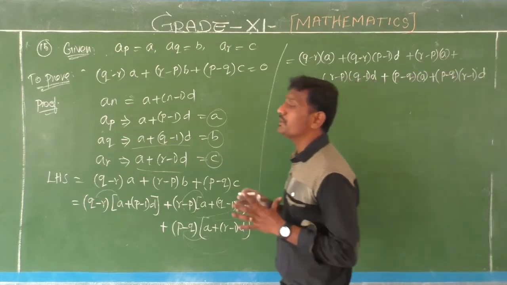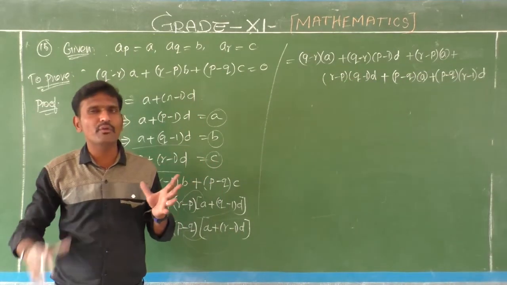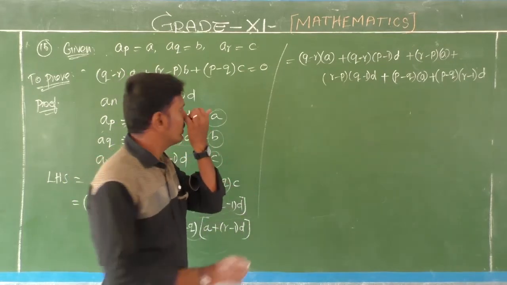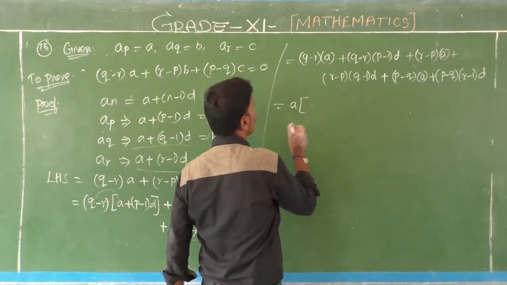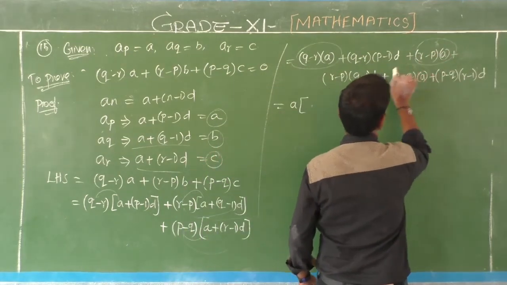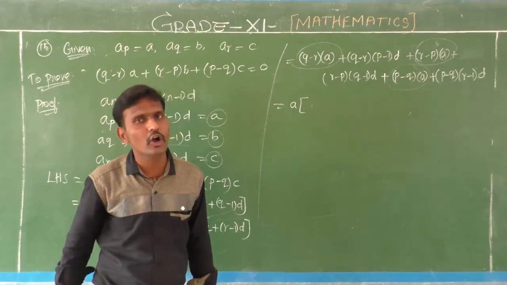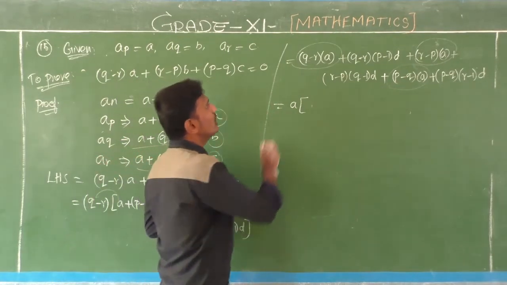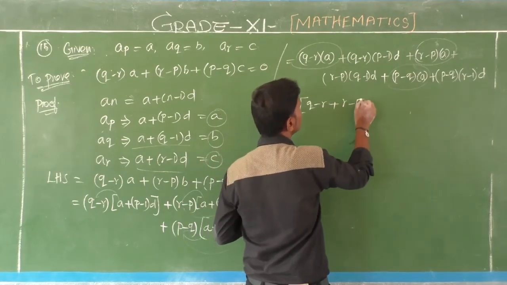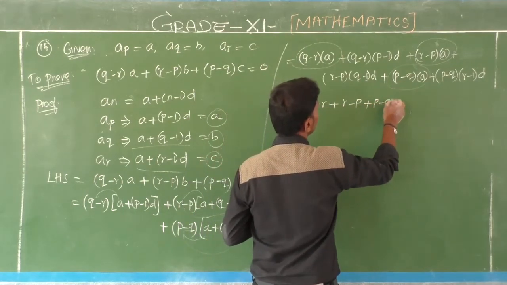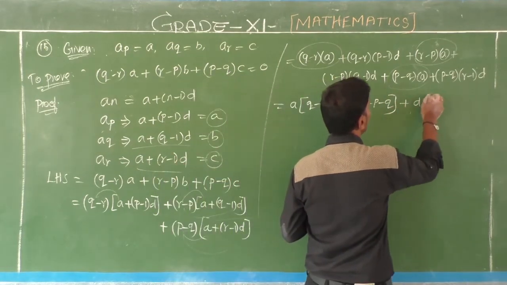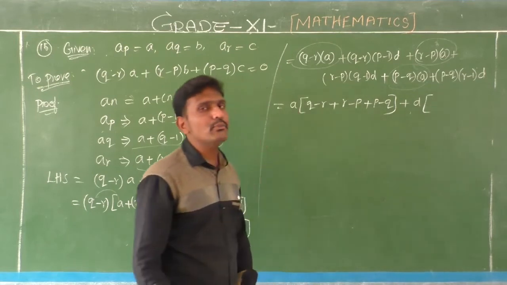Now I am splitting the terms, taking one group as the first term and another as the common difference. You have a common in the three places, so I am taking it outside to get (q minus r) plus (r minus p) plus (p minus q) into a. And d is also common, and before that I am going to multiply inside the bracket.